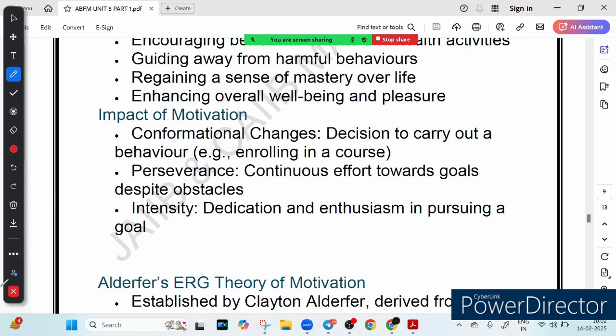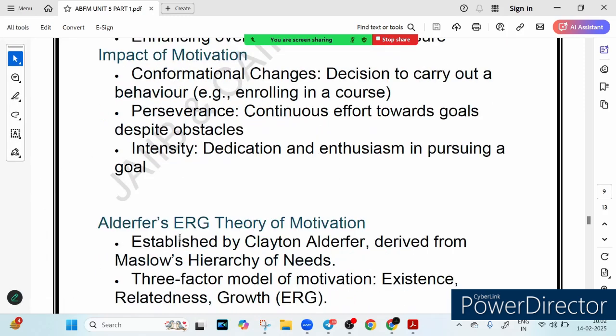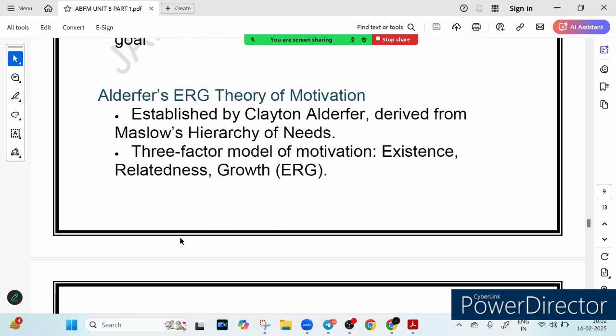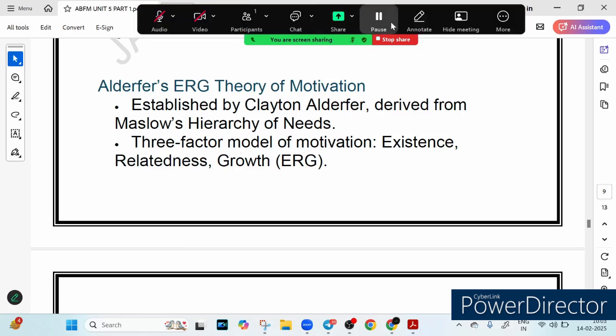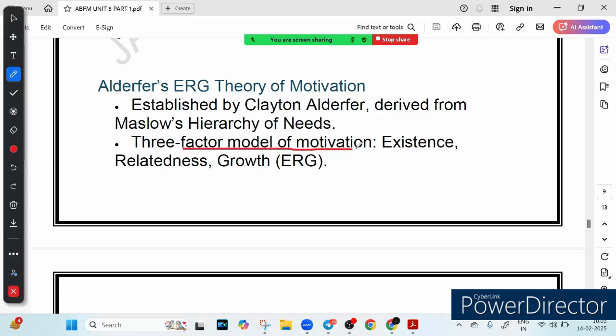Now we have some important models related to motivation, some theories of motivation. So let's start with the first theory, which is called Alderfer's ERG theory of motivation. Ever wondered why some people are happy with a stable job while others constantly seek growth and challenges? Well, Clayton Alderfer explained this beautifully through his ERG theory, breaking motivation into three simple categories.